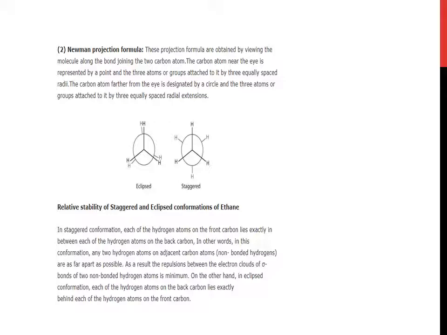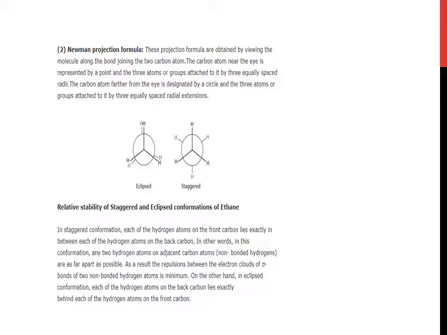Dear students, just see the staggered structure on the screen. There is a big circle. That big circle represents the carbon atom which is away from our eye, which is away from my eye. Okay, your eye. And the center of three lines, that single dot, that dot means the carbon atom which is near to my eye. Okay. Now, relative stability of staggered and eclipsed conformation of ethane.